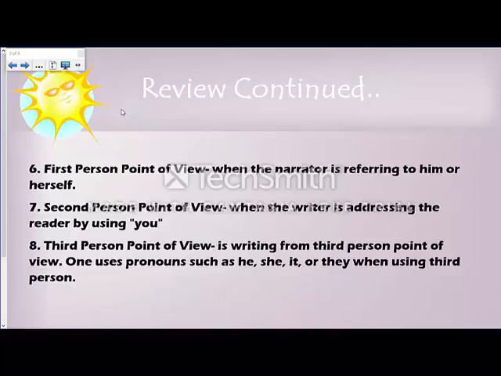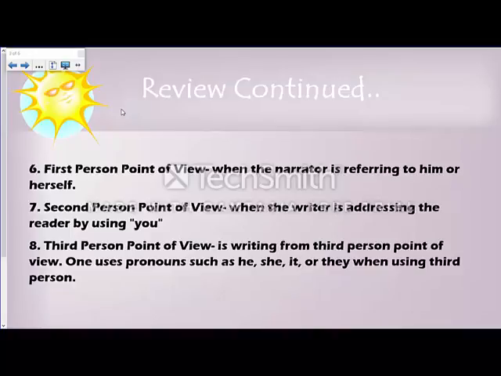Number 7, second person point of view is when the writer is addressing the reader by using you. So you're addressing someone else by using the word you. And you will never use you in a formal essay. Using you is very informal.